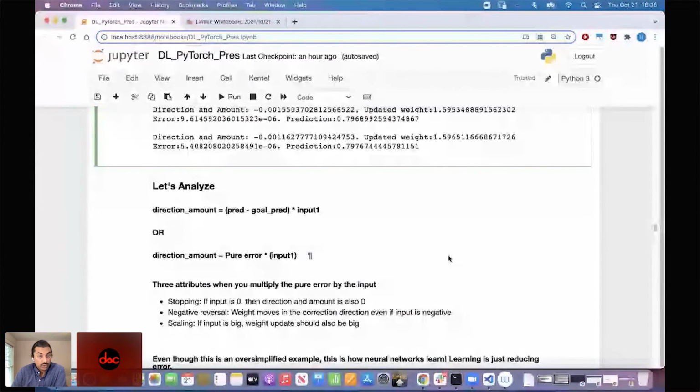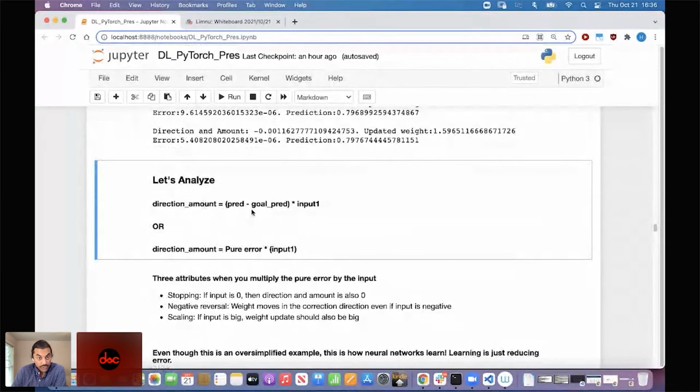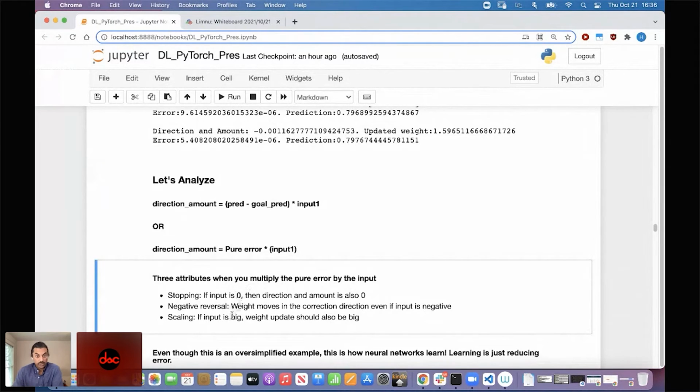Okay. Again, these are the two lines that I want to kind of bring to your forefront. This is what's enabling us to improve our model, okay? We're able to control, hey, if the input is 0, then direction and amount is also going to be 0. If it's negative, we want to make sure that we correct for that. Even though the direction might be negative, we want to make sure the weight gets corrected for that. And if, again, scaling, if the input is going to be big, then the weight update for that input should also be big.